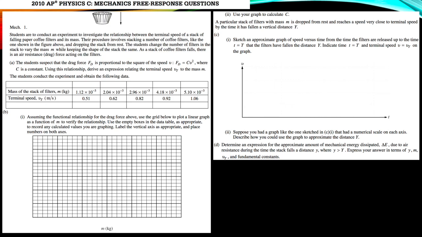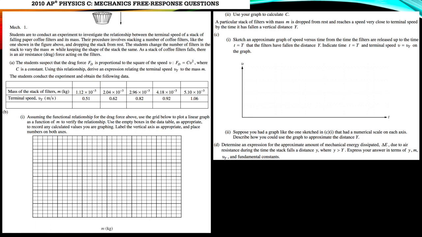Hey everyone, in this video we're going to go over the 2010 AP Physics C Mechanics Free Response question number 1. So the question says, students are to conduct an experiment to investigate the relationship between the terminal speed of a stack of falling paper coffee filters and its mass.